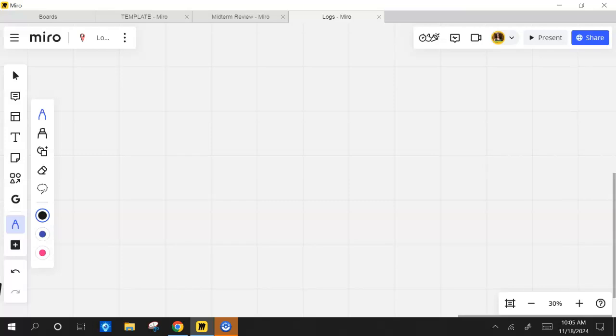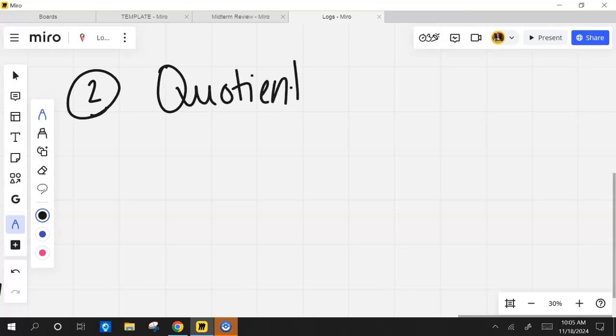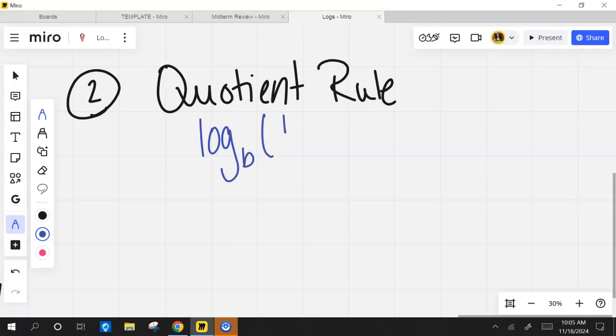All right, let's look at property number 2. Read it, Grayson. What's property number 2? Quotient rule. What does quotient mean? Log B of M over N. All right, you ready? I'm ready. Log B, parentheses, M over N, parentheses.